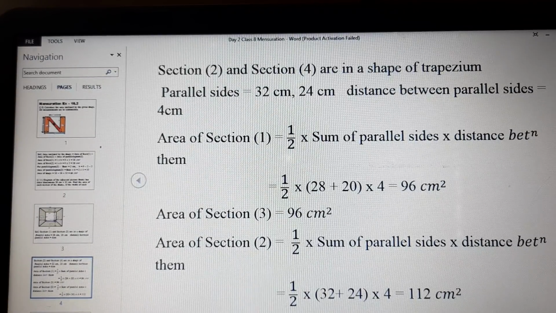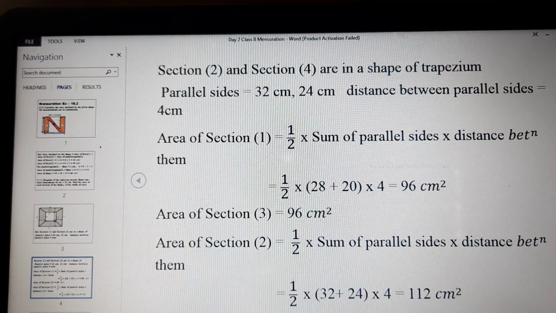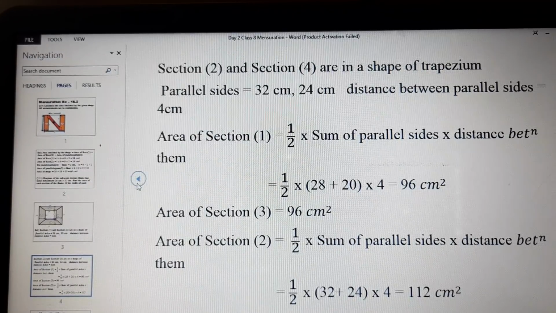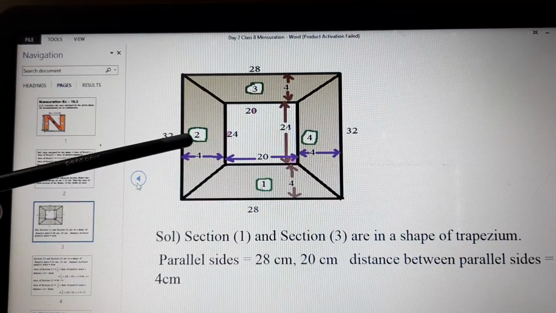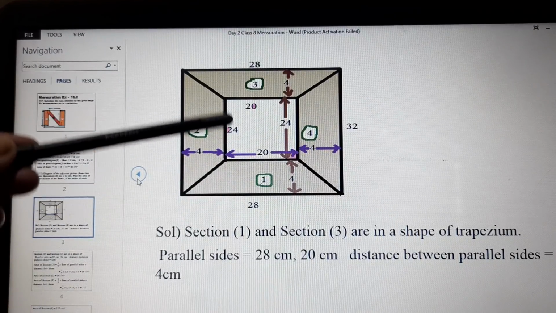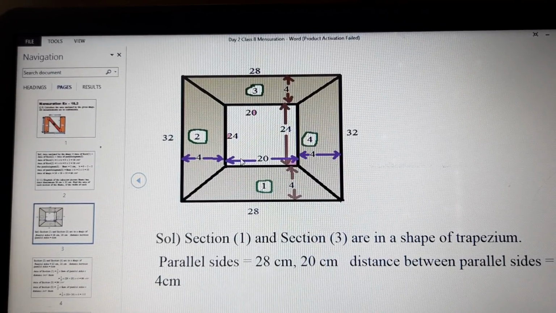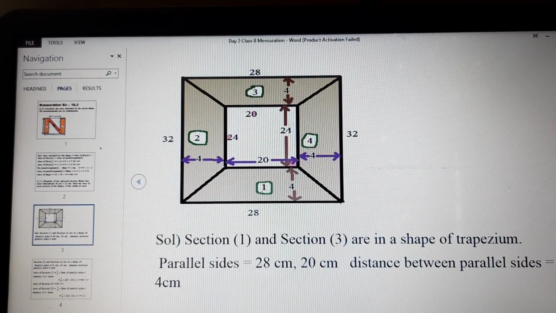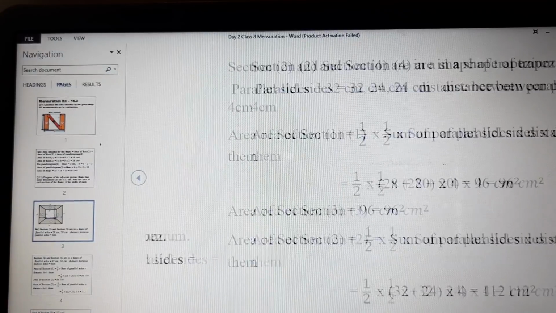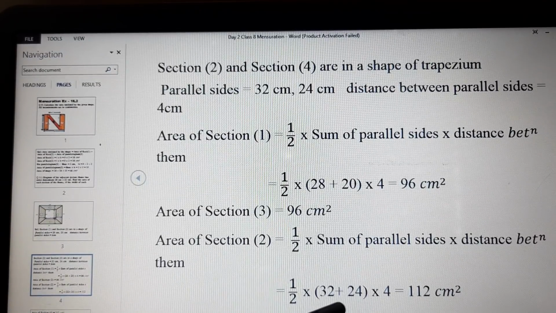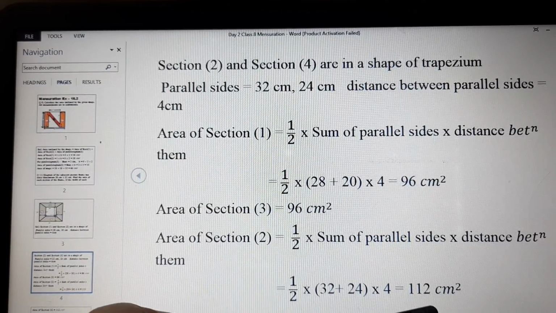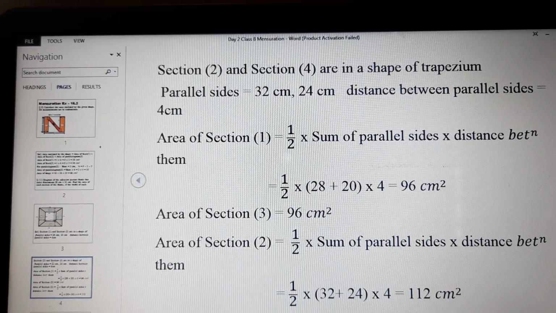Now, area of section 2. What is the area of section 2? Section 2 is this. Parallel lines are 32 and 24. So, 1 upon 2, sum of parallel sides, 32 plus 24 into height. Height is 4, it is equal. So, 32 plus 24 into 4. We have got 112 centimeters square.